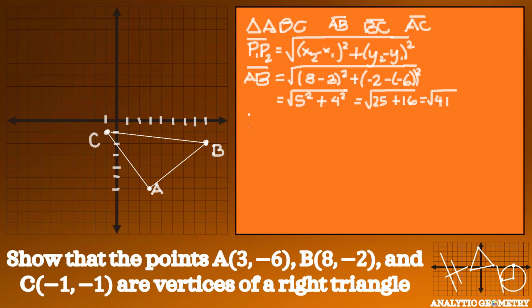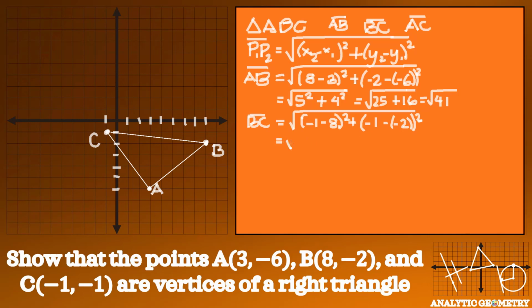Okay? Next, let's have B, C. Let's pick here C as our second point. So our C is at -1, -1. That would be our x sub 2 and y sub 2 respectively. So we have here -1 minus our x sub 1 for B, which is 8. Okay? You square that. Plus your y sub 2 is also -1 minus -2. And then you square that as well.